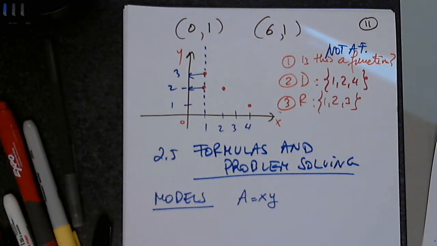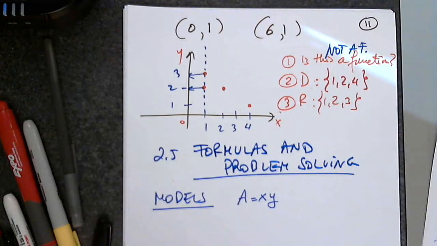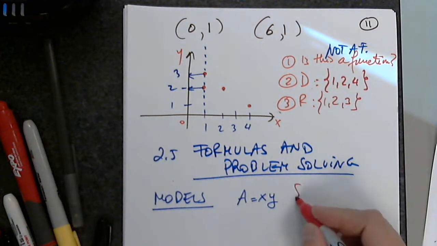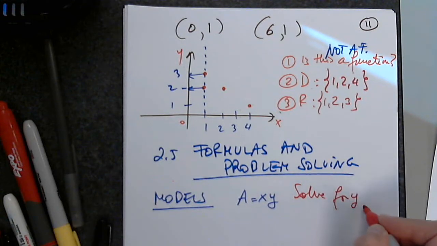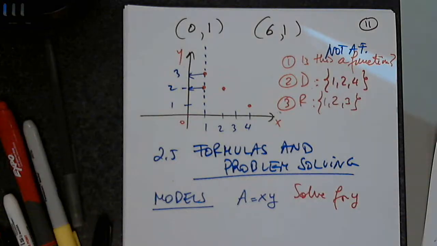I see 3. I see A, which I don't know what it is, right? I see X, which again I don't know, have no idea, and I see Y. So this is a formula from geometry. What if I'm asked to solve for y? Solve for y. What will I do?